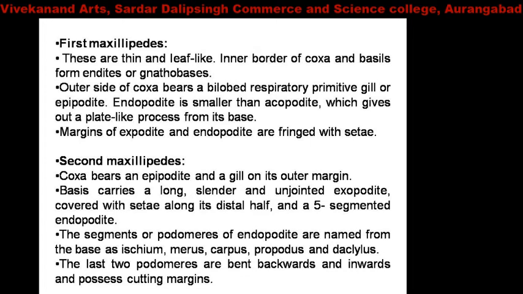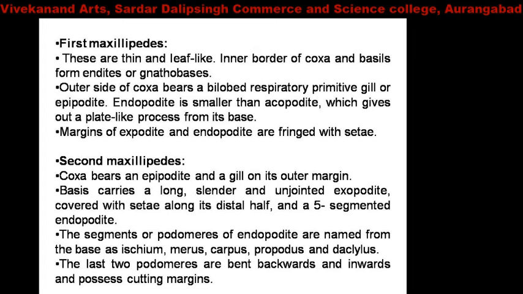So gills are present at the outer side of coxa, which gives out a plate-like process from its base. Margins of exopodite and endopodite are fringed with setae. So this is the first maxillipede. The second maxillipede bears an epipodite and a gill on its outer margin.